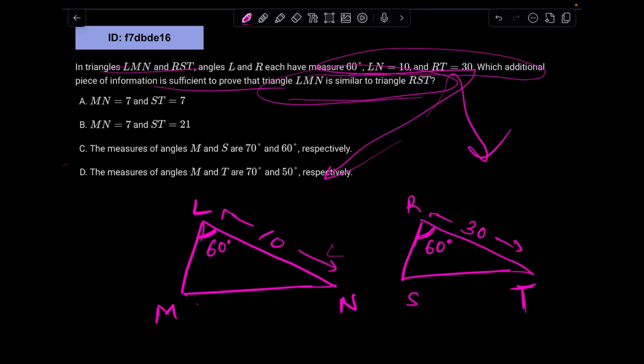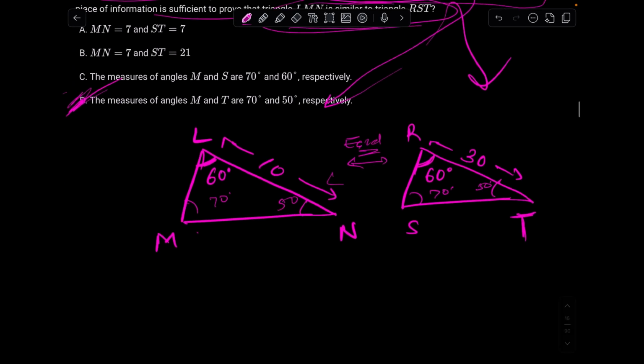70, 50, 70, 50, 70, 70. Angle D should be the correct answer. For this to be 70, this will become 50. Therefore, this will also become 50, and this will also become 70. All the angles will become equal, and therefore these two triangles will become similar to each other. So answer D is correct.